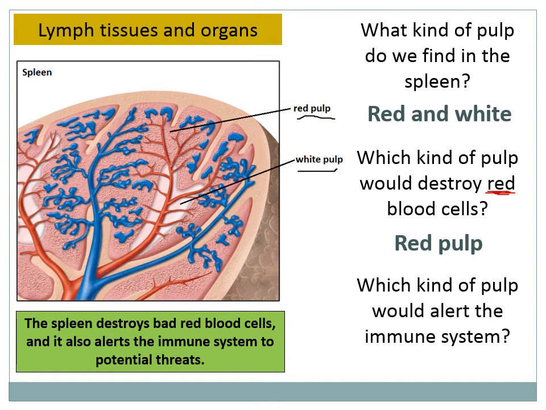So if red pulp is destroying red blood cells, what kind of pulp would alert our immune system? Yeah, that's going to be our white pulp. So you can use this to help you remember. White blood cells are going to be part of your immune system, right? Leukocytes and immune system. And white pulp is going to make sure that you are alerting the immune system with the spleen.